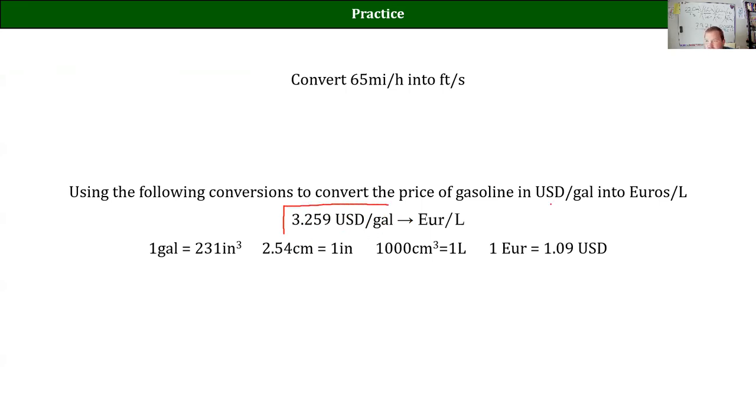USD is the mathematical way of writing US dollars. It throws all of the math off if you have to put the dollar sign in front of the number. That's a silly system anyway. So they converted the dollar sign into USD as a unit. If you have a gas price that is dollars per gallon, and you want to convert it to euros per liter, we can do the same thing. So take a second, give that a try.